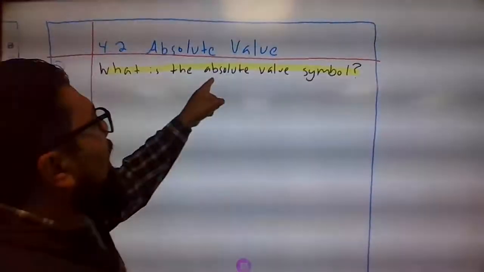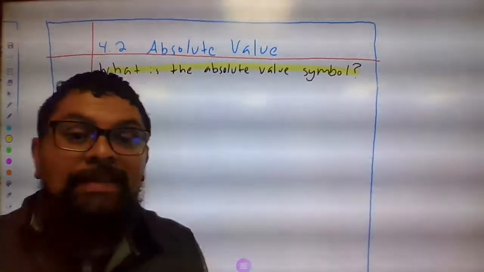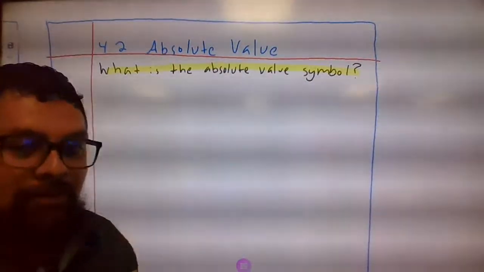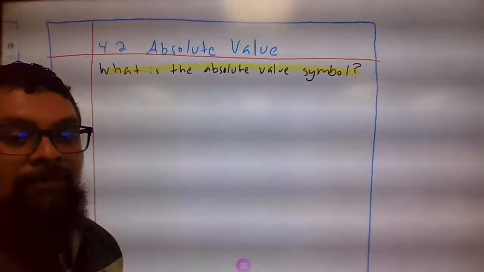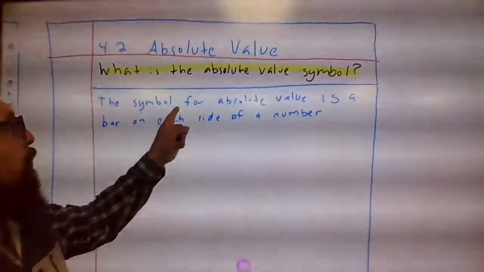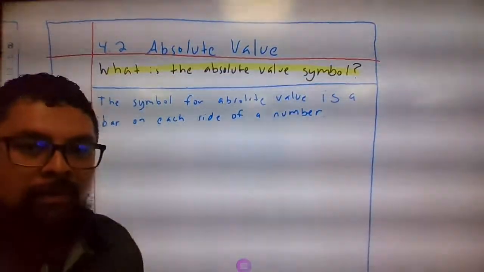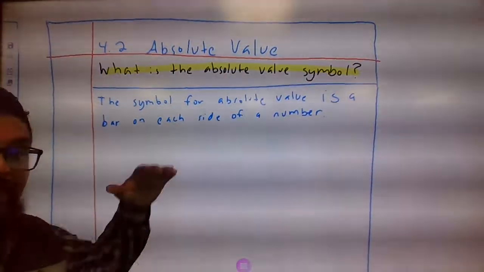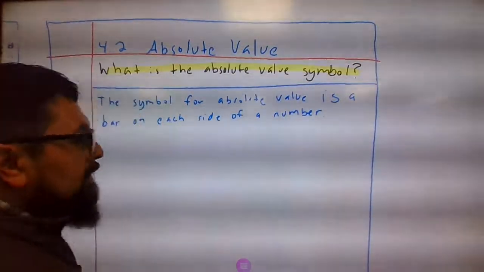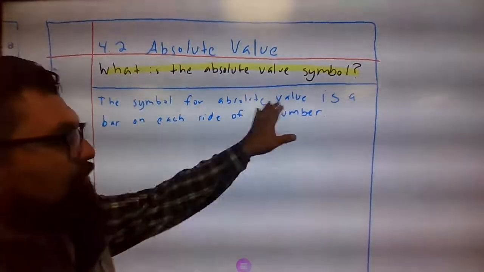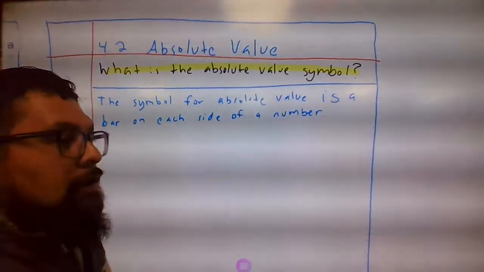What is the absolute value symbol? There's a symbol for it, instead of just writing everything. All right, so let me go ahead and introduce that to you now. The symbol for absolute value is a bar on each side of a number. On this slide, you can see towards the right, you have this written too. It's showing you the absolute value.